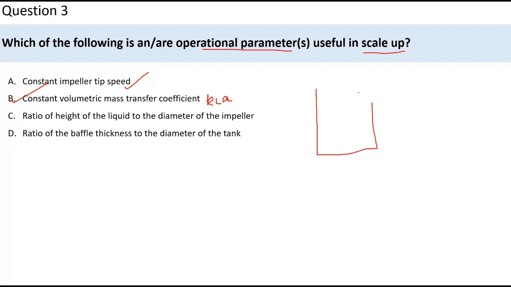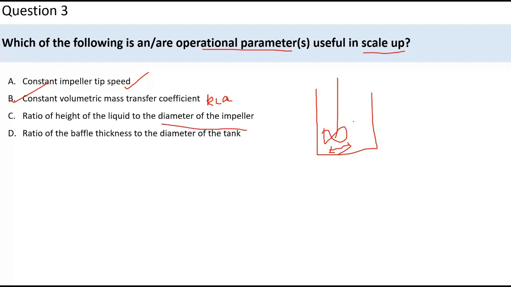Ratio of height of the liquid to the diameter of the impeller. If you take the bioreactor, this comes under geometric parameter because the diameter of the impeller is not going to change at all. This comes during the fabrication of the bioreactor only. So this comes as a geometric parameter.